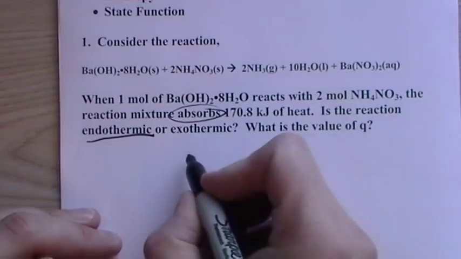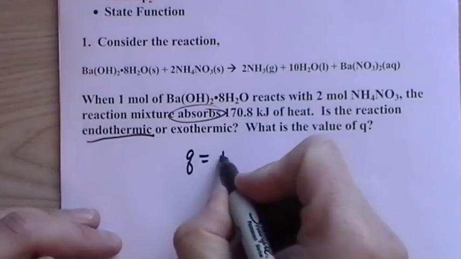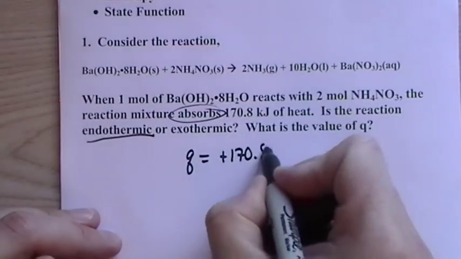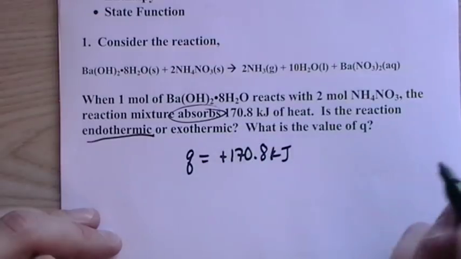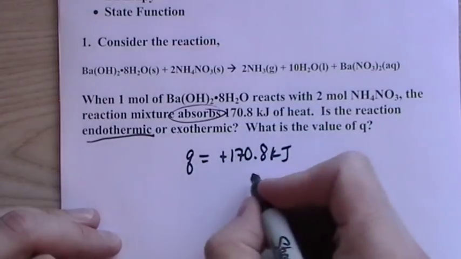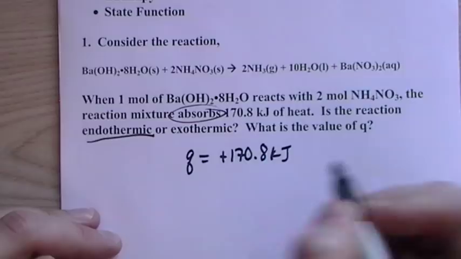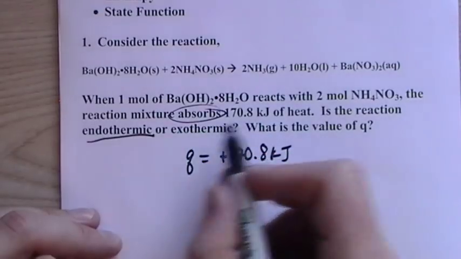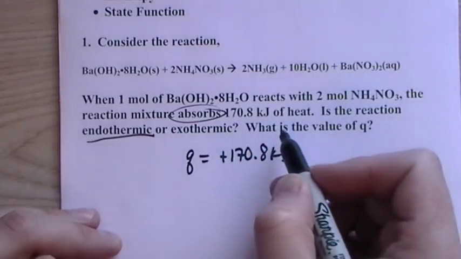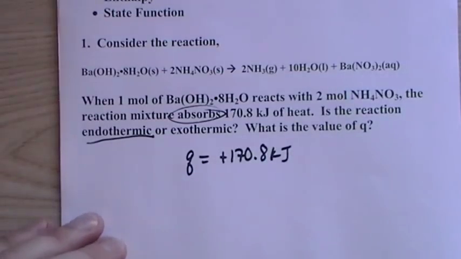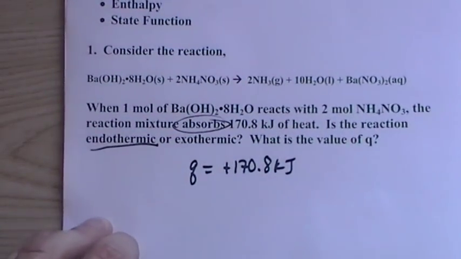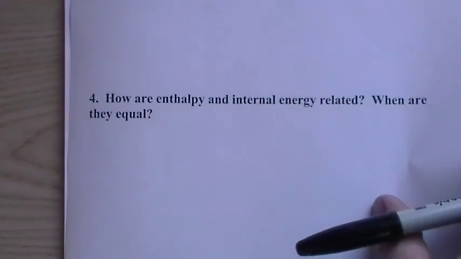And then what is the value of Q? Q is going to be plus 170.8. You don't have to put the plus sign. I would, though, just to state the difference. Exothermic, it would be negative. If this had said that the reaction mixture gives up 170.8 kilojoules of heat, that would be a negative there. So recognize the difference between exothermic and endothermic, plus and minus, absorbs, emits, that kind of thing.